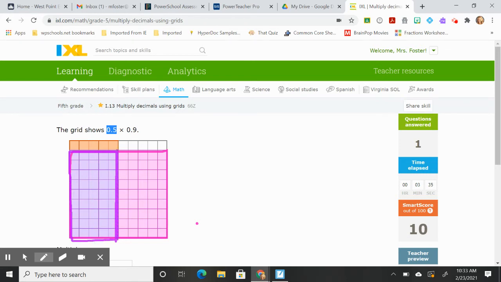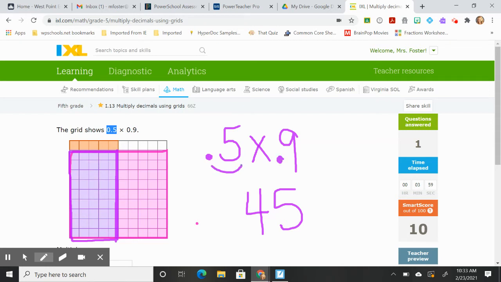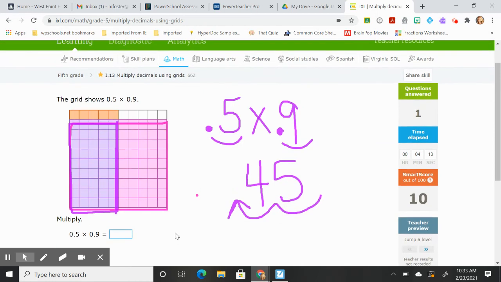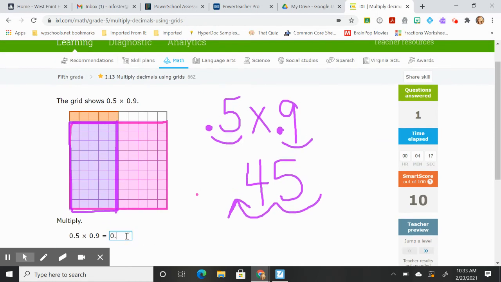So if the pink part was 9/10 or 90/100ths, half of 90 is 45. So we have 5 times 9, which is 45. But this is really 5/10 and this is really 9/10. So we have 2 places after our decimals and we need to move them back this way. So that overlapping part is our answer. So we would have 4500ths for that one.